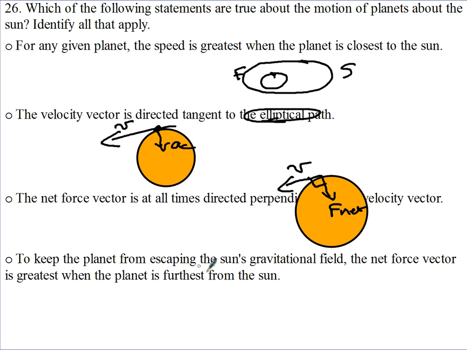To keep the planet from escaping the sun's gravitational field, the net force vector is greatest when the planet is furthest from the sun. Well, no, that's not the case at all. As a matter of fact, the net force vector is actually largest when it's closest to the sun. So this one is false.